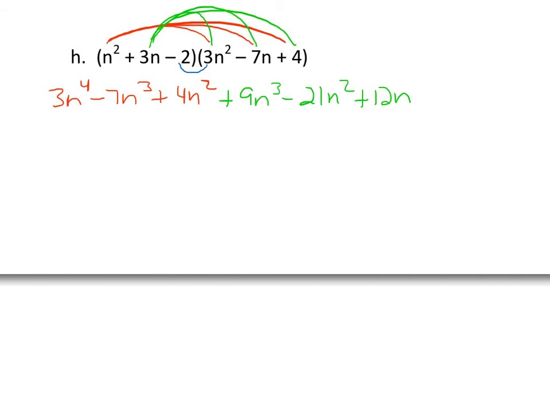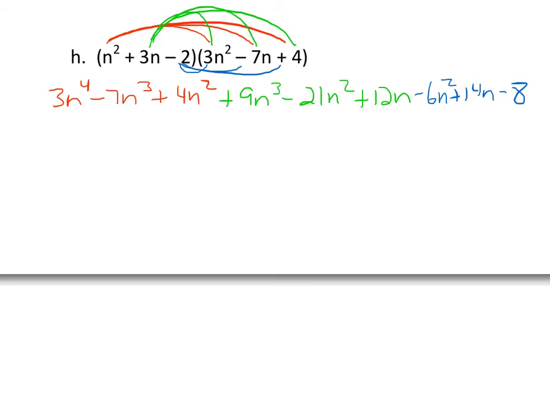Now let's distribute the negative 2. We get negative 6n squared, positive 14n, negative 8.